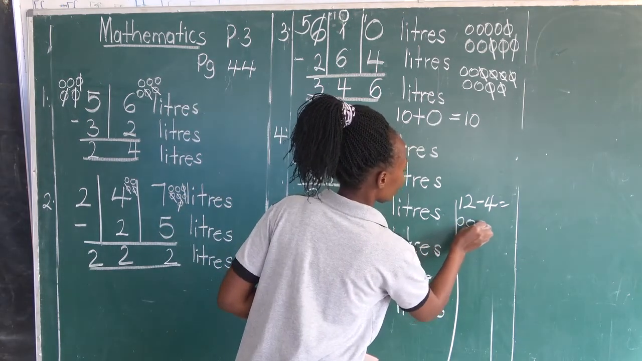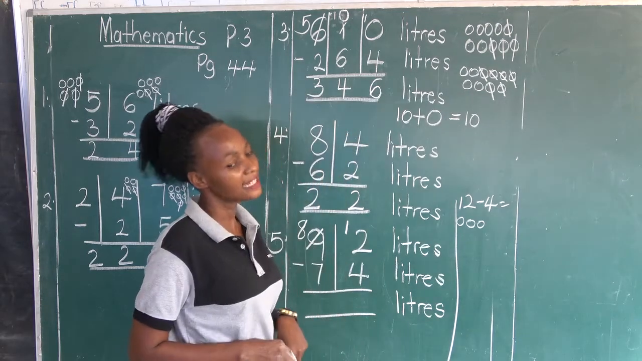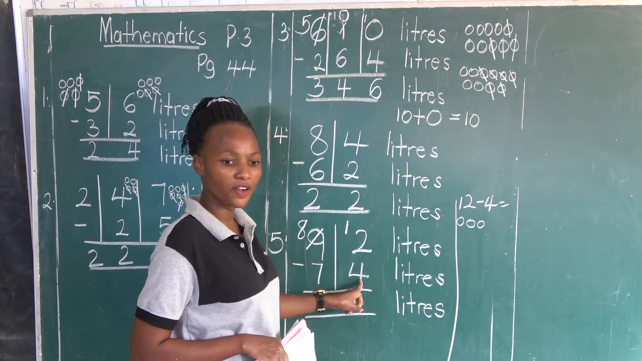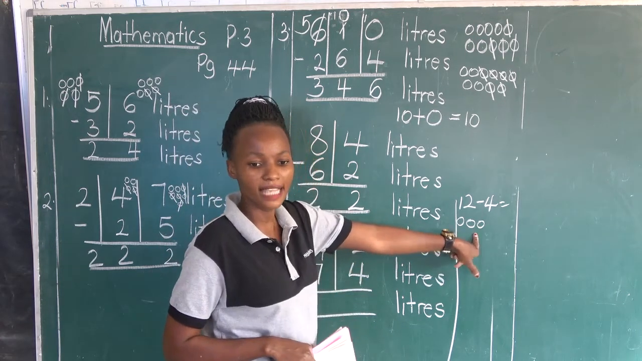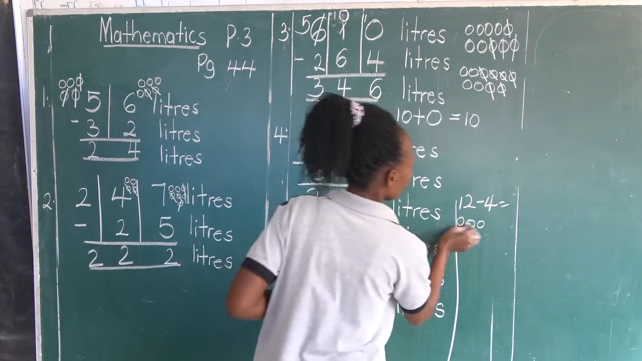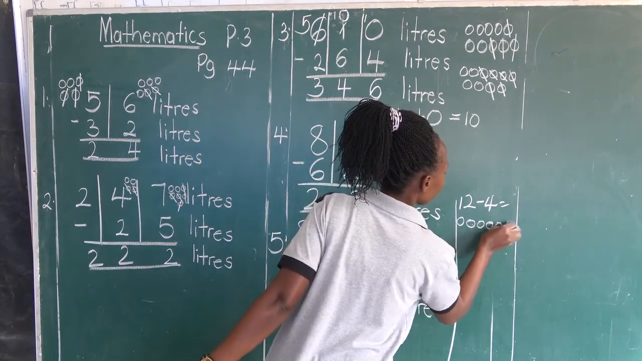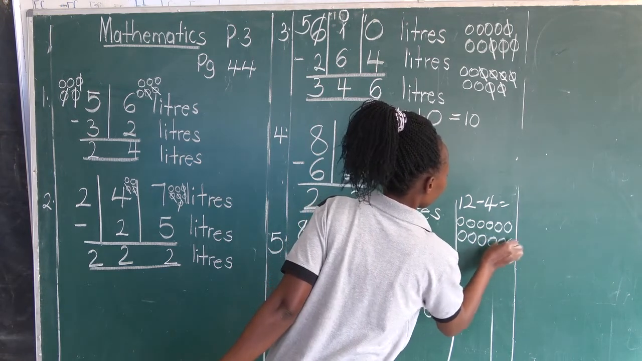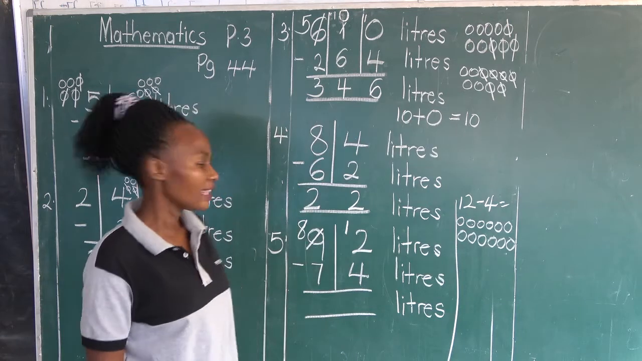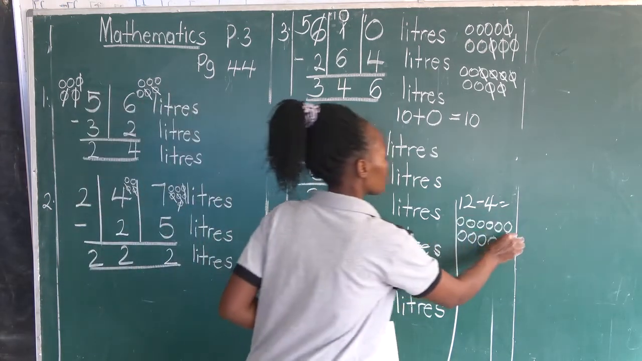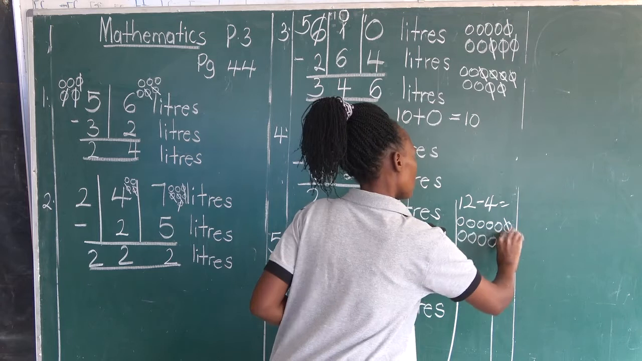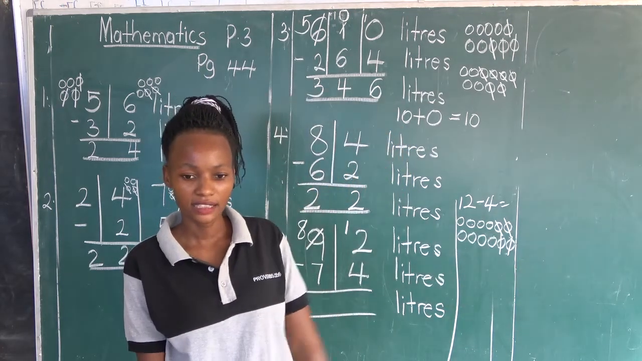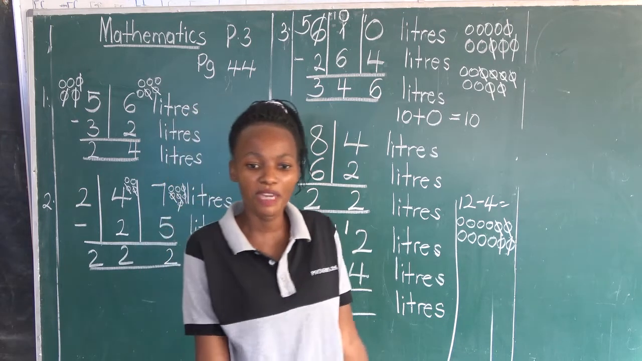1, 2, 3. I said I don't want to leave anybody. Here you've got 12. Take away from. Draw the 12 balls on your side work. 1, 2, 3, 4, 5, 6, 7, 8, 9, 10, 11, 12. Then 12, cross out 4. 1, 2, 3, 4. Okay? Now tell me, how many have you remained with?